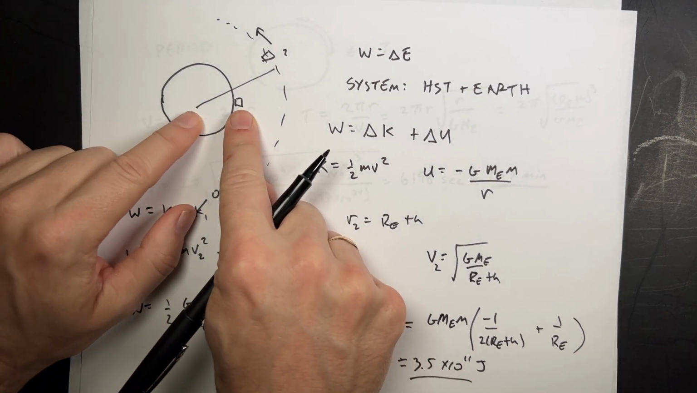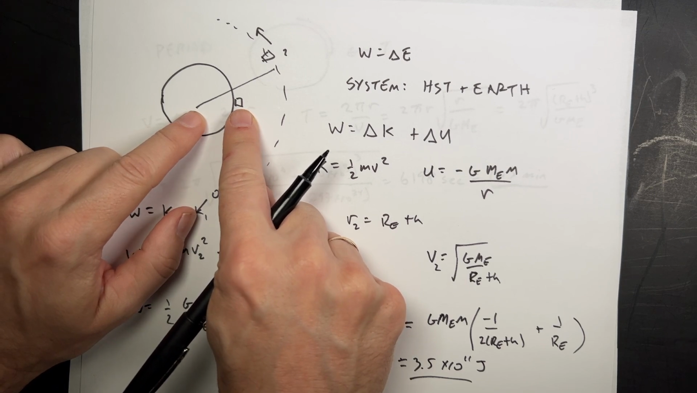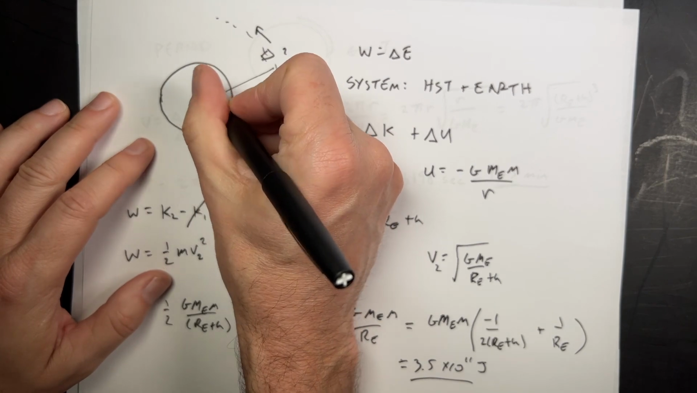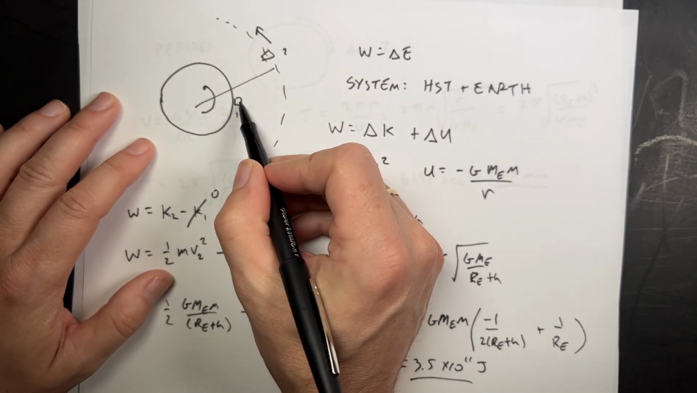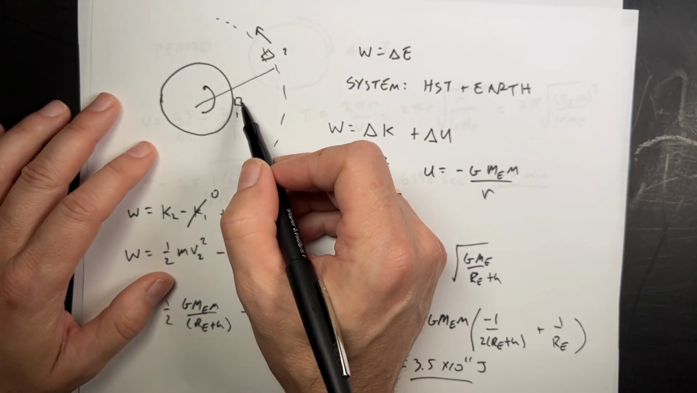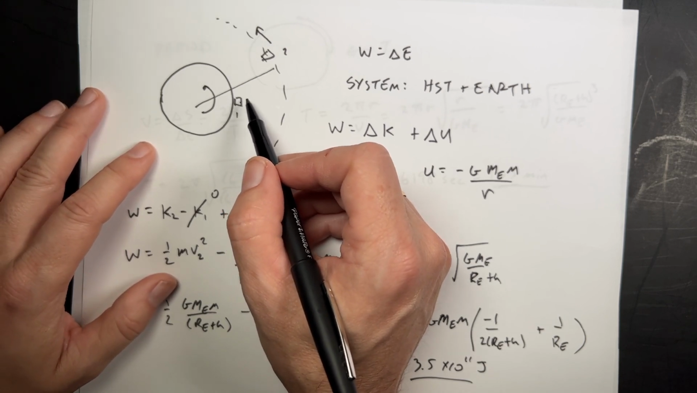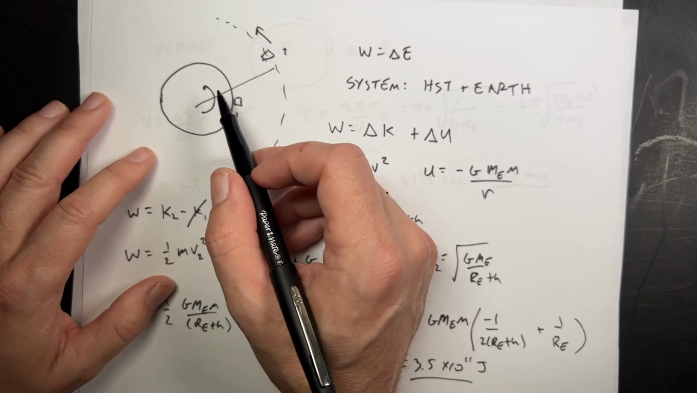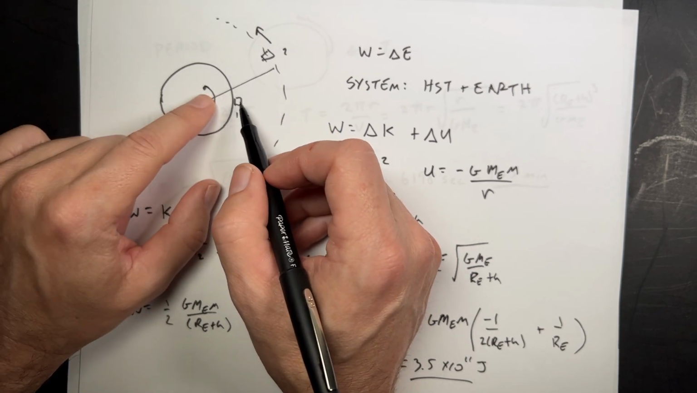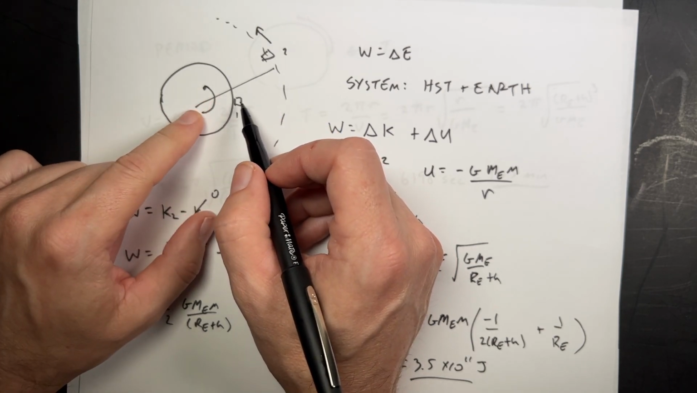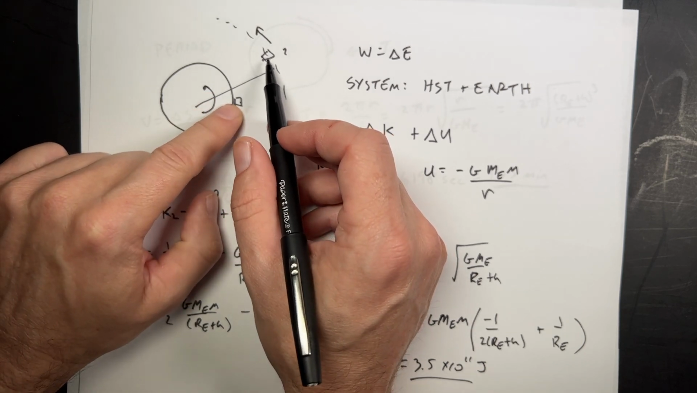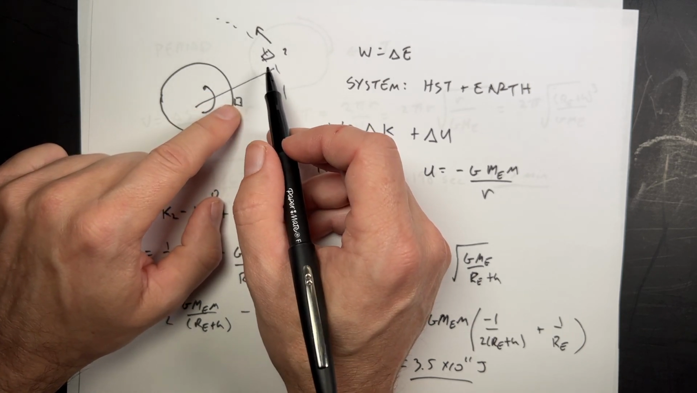This assumes that the Hubble Space Telescope starts at rest on the Earth, and it does not, right? If the Earth is rotating, then it's moving due to the rotation of the Earth, and that speed depends on where it is on the Earth, right? If you're at the equator, it's going the fastest. If you're at the North Pole, it's not going that fast. So you do need to take into account the rotation of the Earth, and it does give you a little bit of a boost, right?